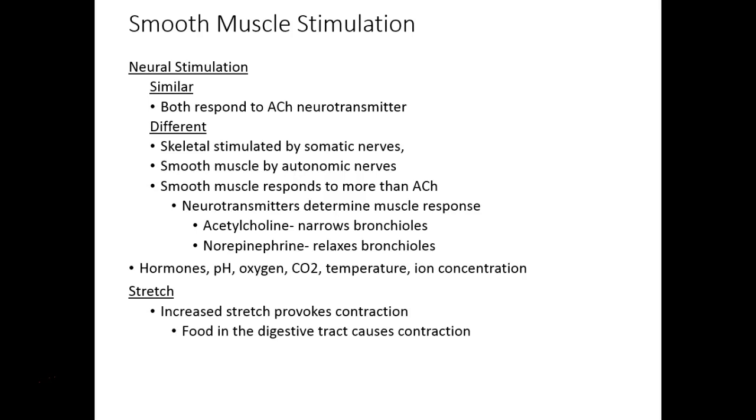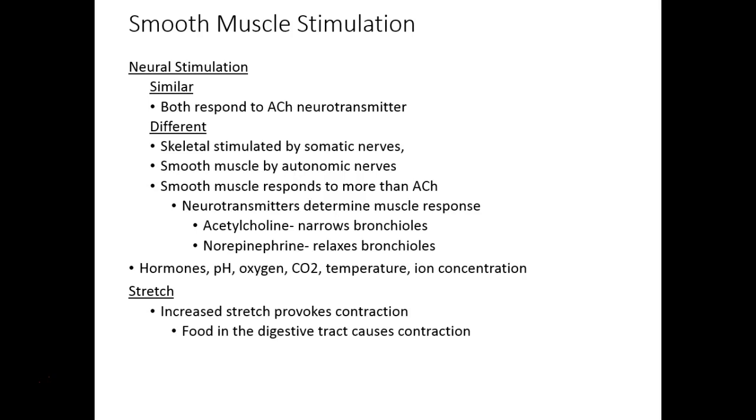Continuing to look at a comparison between smooth muscle and skeletal muscle, we do find that both types of muscle are similar in that they respond to acetylcholine. Remember, that was our neurotransmitter, but they're different in the types of nervous system cells that can have an effect on their contraction. Skeletal muscle was stimulated by somatic nerves, the nerves we call of the body. Your smooth muscles are stimulated by autonomic nerves. Autonomic, you should think of automatic and related to your organs. Smooth muscle responds to more than just acetylcholine. Neurotransmitters can determine how these muscles respond.